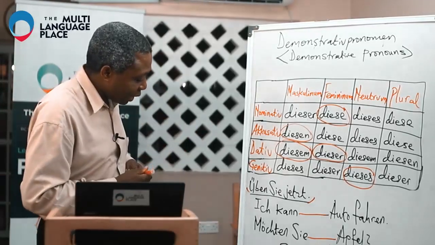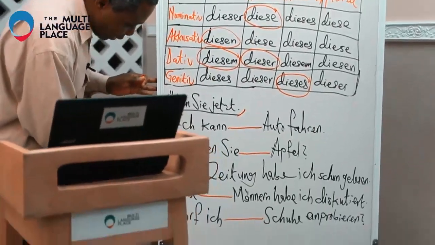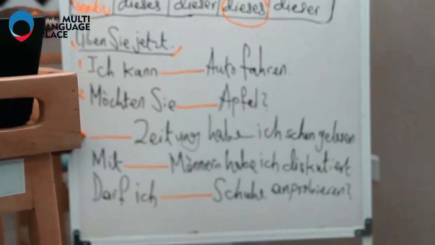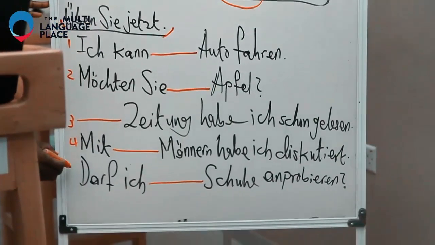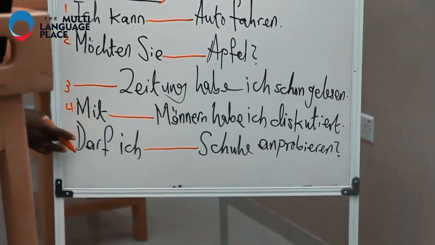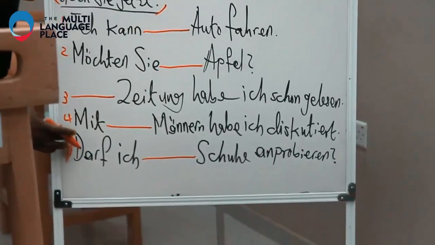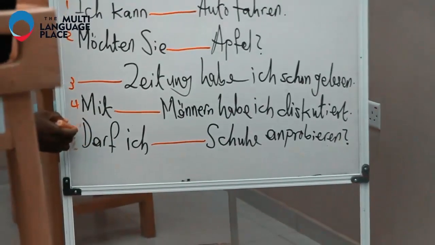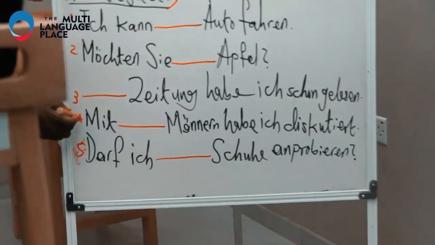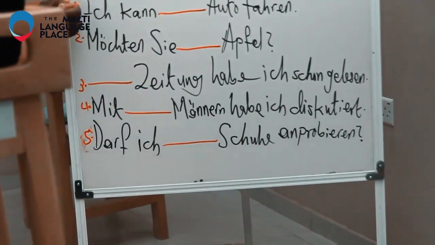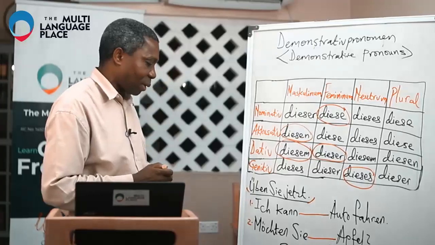Okay, so we have these examples. Nummer 1, Nummer 2, Nummer 3, Nummer 4 und die Nummer 5. Hier ist die Nummer 5. Okay, also hier insgesamt haben wir 5 Beispiele. Okay, let's start from the first one.